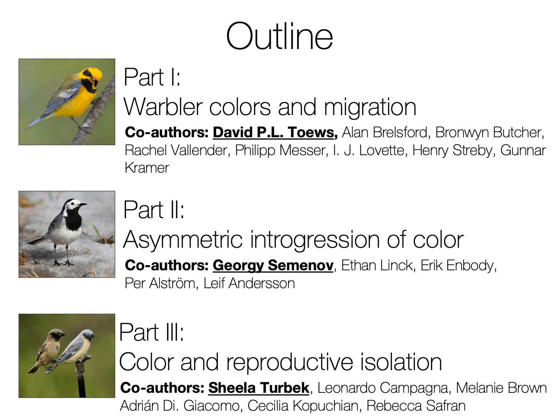So the talk can be split up into three parts. The first is about warbler coloration and migration. The second is about asymmetric introgression of color. And the third is a study of color and reproductive isolation. As we move from part 1 to part 2 to part 3, we'll move along that continuum of strength of isolation between the hybridizing species.